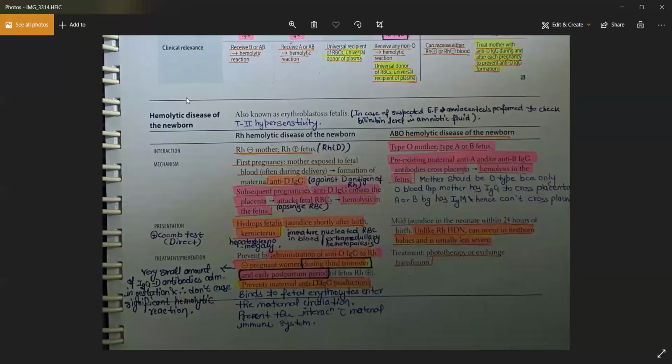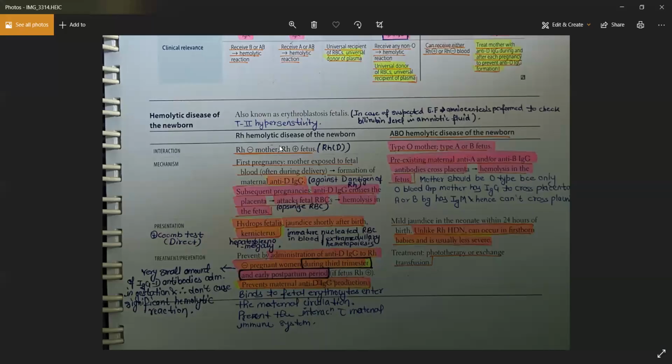Now comes the hemolytic disease of newborn, also known as erythroblastosis fetalis. Okay, there are two types, either the Rh hemolytic or the ABO hemolytic. In case of Rh hemolytic, the mother will be Rh negative and the fetus will be Rh positive. So this Rh negative mother will have the antibodies against the Rh positive RBCs, the anti-D antibodies, and these are IgG types, right? So they can easily cross the placenta and can cause the hemolysis in the fetal life, right? So initially, when the first baby happens, everything will be absolutely normal because the mother's blood still does not have any antibodies against the Rh antigen.